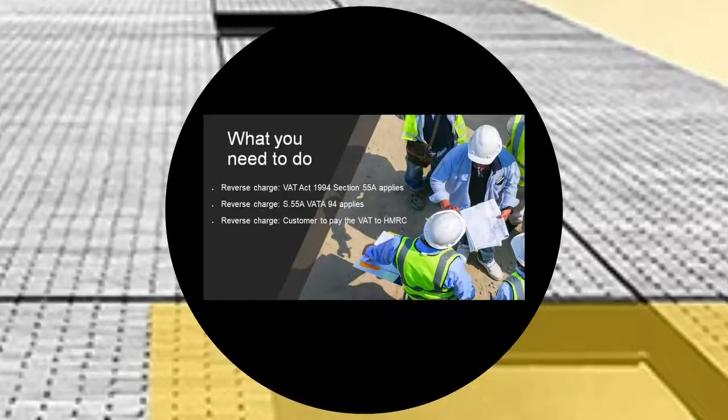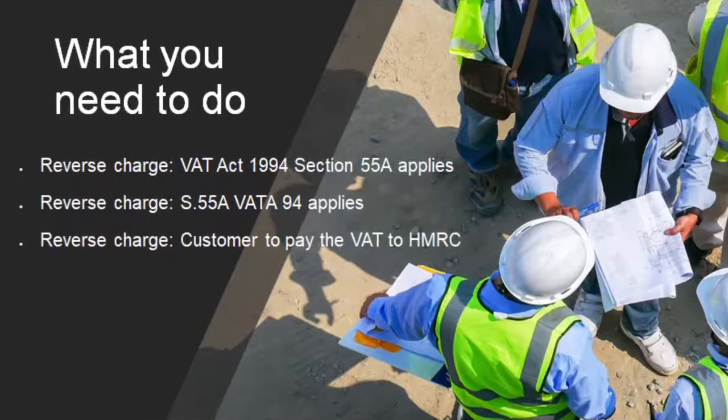So, what do you need to do? For contracts starting after the 1st of March 2021, you should decide whether the reverse charge applies from the start of the contract. Cash accounting cannot be used for CIS reverse charge. Businesses will need to review their systems. If a business is likely to become a VAT repayable business, it will be beneficial for it to move to monthly VAT returns.